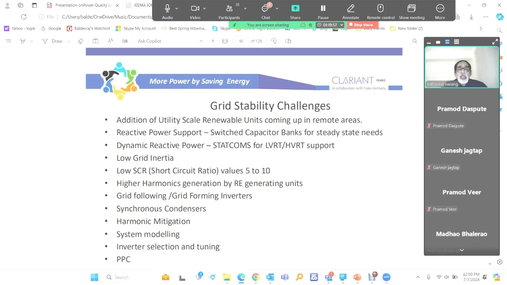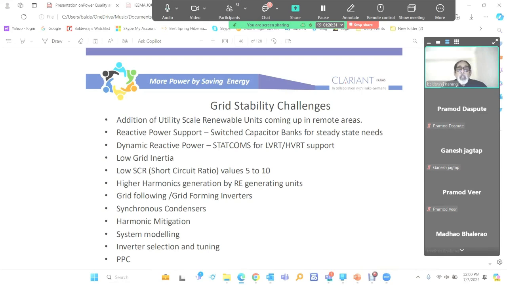And there was a generation loss of about 1000 megawatt in 2022 over a year period, and there were about 28 instances of this loss. So after that, the CEA mandated that we have to have STATCOM, the dynamic reactive support, for taking care of low voltage ride through and high voltage ride through conditions. These occur particularly during fault conditions.